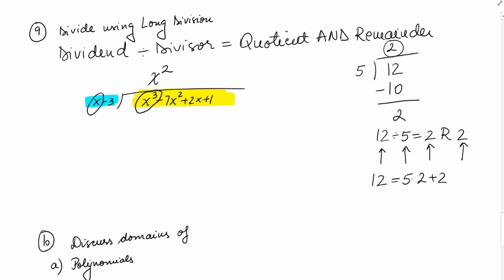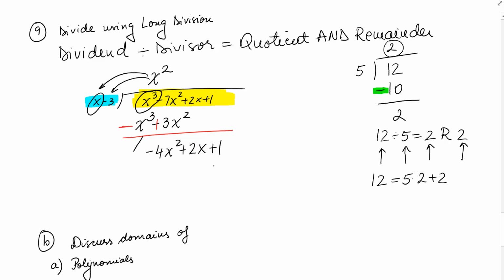So x to the third divided by x is x to the second. Now let's check by doing x squared times x, it's x to the third, and x squared times negative 3 is negative 3x to the second. And as you see here, we subtract. So when I subtract, I change all the signs here, and we are going to obtain, this cancels, negative 4x squared plus 2x plus 1. Now this is our new dividend.